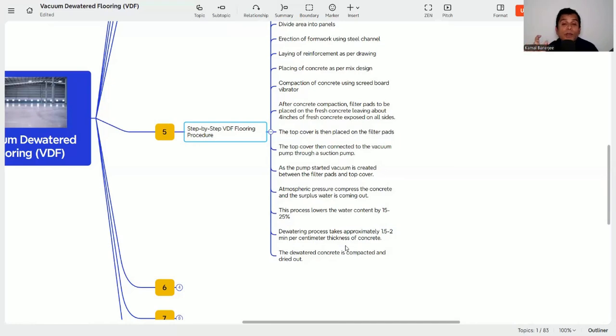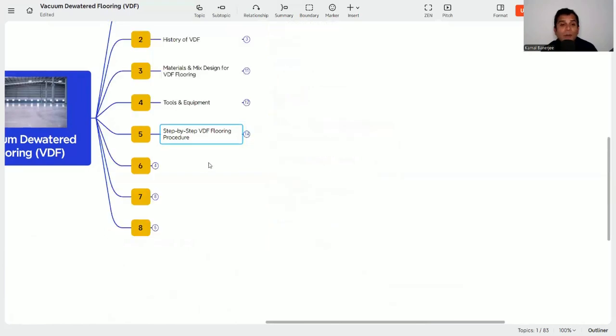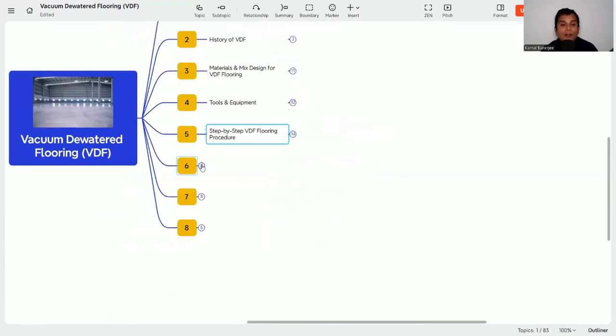Now if your concrete is 10 centimeters, this means 10 times 2 or 10 times 1.5, that is 15 to 20 minutes you need to do the vacuum dewatering process. The dewatered concrete is compacted and dried out. So these are the steps about the dewatering for VDF flooring. Then we need to do the groove cutting. It is very much important.